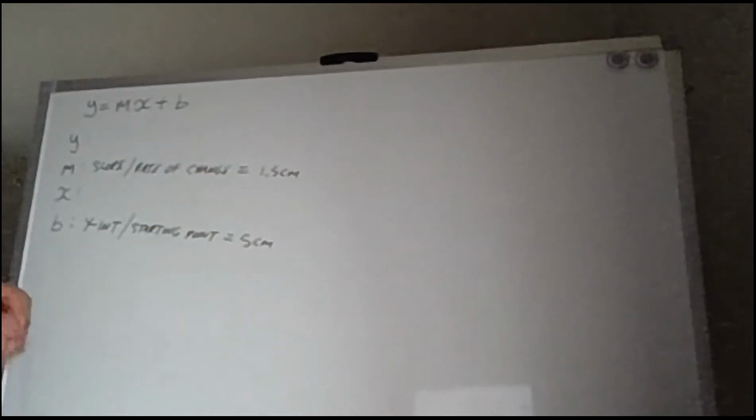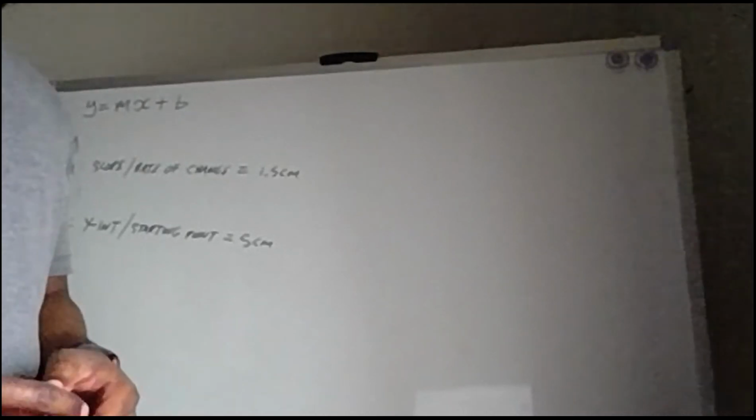Okay, so this plant is growing at a rate of 1.5 centimeters per day. Now we are left with x and y. We need to figure out what those are. Well, these are our variables. One is dependent, one is independent. In order to know which one is which, let's look at part B. Part B says, what will the height of the plant be after 20 days?